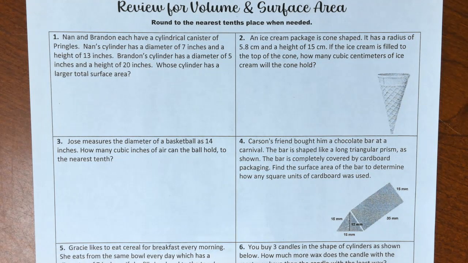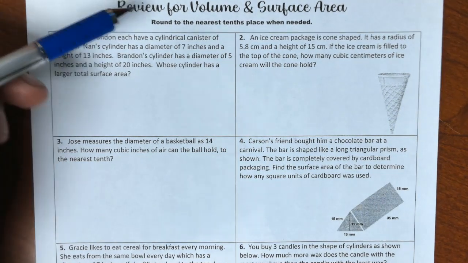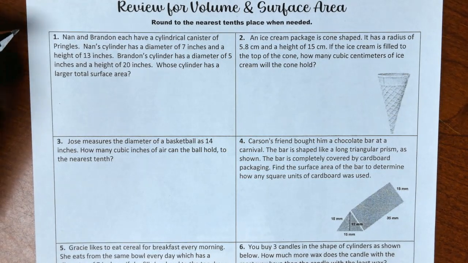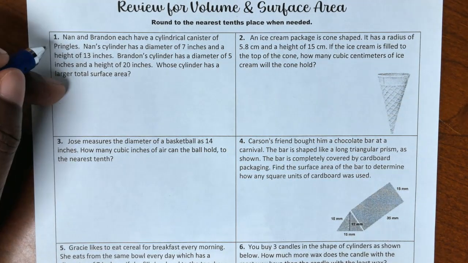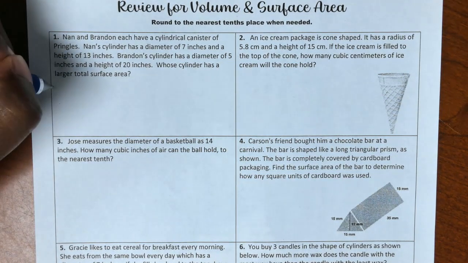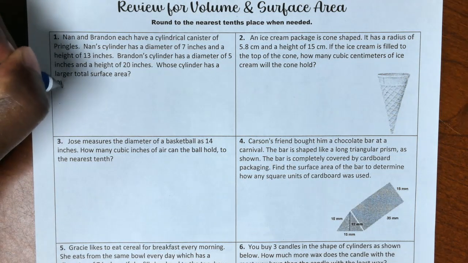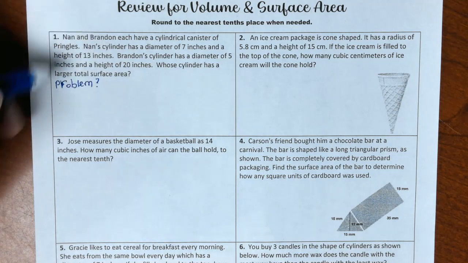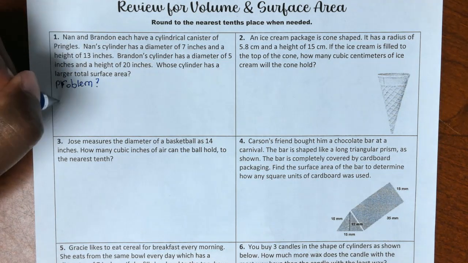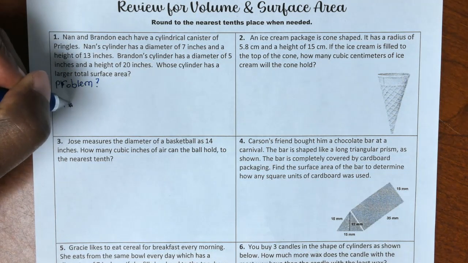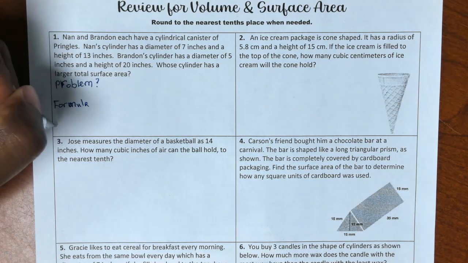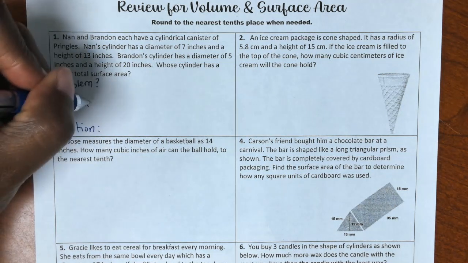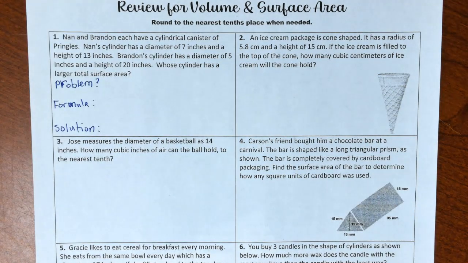So what we're going to do in this one, and be mindful of the instructions, round to the nearest tenths place when needed. We're going to write, what's it asking us to find? So our problem, right? And I'm going to write this for the first one. And then our formula, and then solution at the bottom. Okay, so if you use this strategy, I think you should be in good shape.